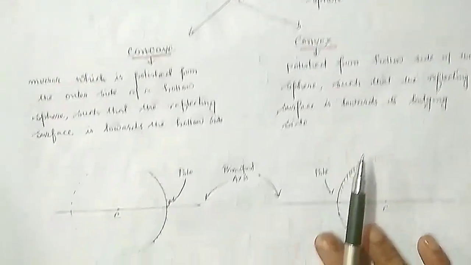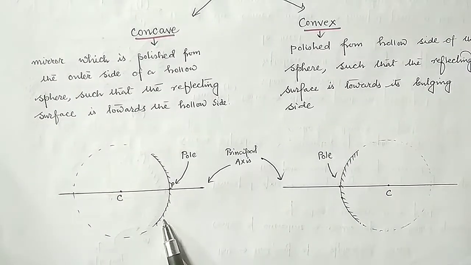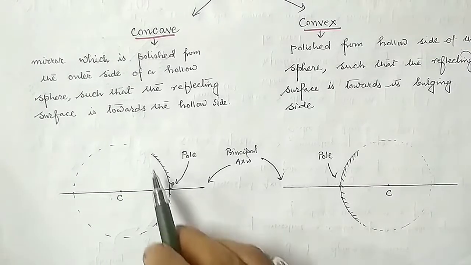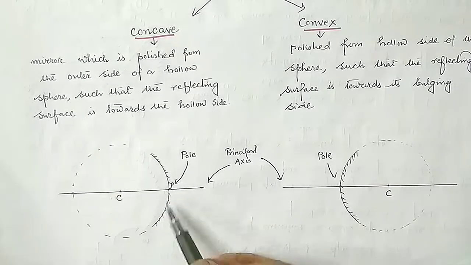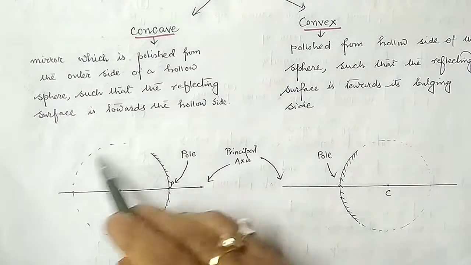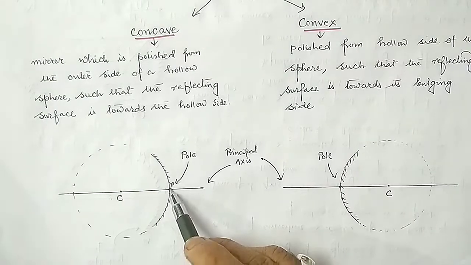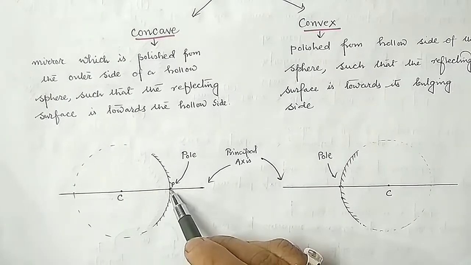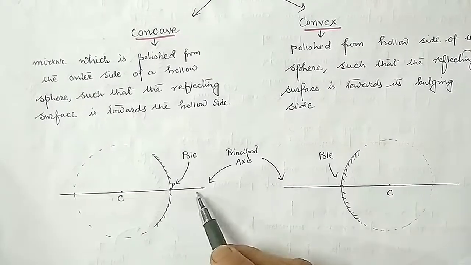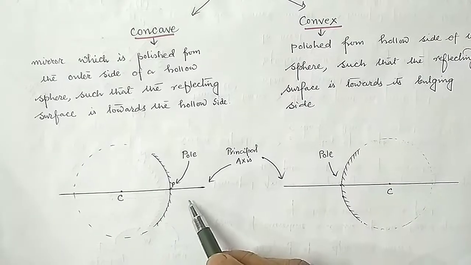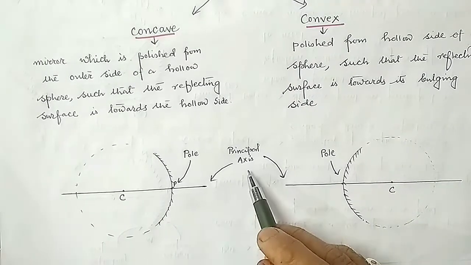Now while drawing, we draw like this. This is one concave mirror, this is one convex mirror. Now after drawing this type of mirror, you have to imagine the whole sphere. So while drawing, it appears to be a circle. Then whatever is the center, this center and the middle point of the mirror, which is also known as pole, if I join, then we are going to get one imaginary line. Those imaginary lines are called principal axis.